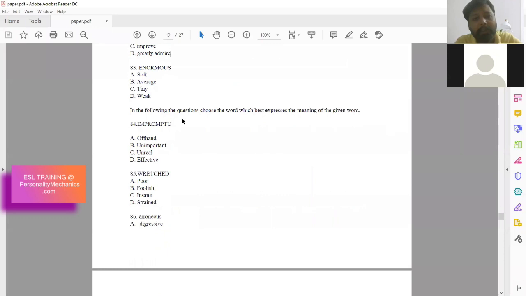Next, we are looking for words which best express the meaning. That is, we are basically looking for synonyms. And there is a word called impromptu. Impromptu is something that happens instantaneously, something that is spontaneous. And the word that seems closest from the lot, I believe, is offhand. Offhand seems to be the closest of the lot. So that is going to be the answer. Offhand also means something that is absolutely instantaneous.